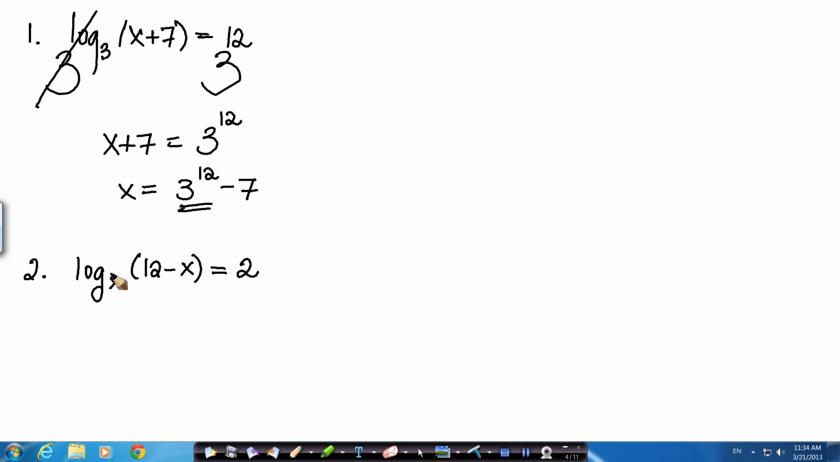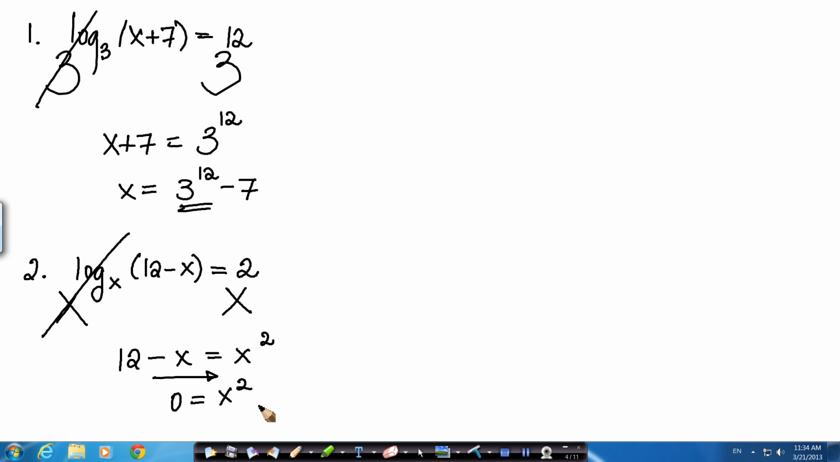Doesn't matter if this is a number or a letter. We're still going to make a big old x down here and a big old x over here. This will cancel out. We'll end up with 12 minus x equals x squared. And now we have a simple quadratic to solve. I'm going to move these guys over here and say this is x squared plus x minus 12.